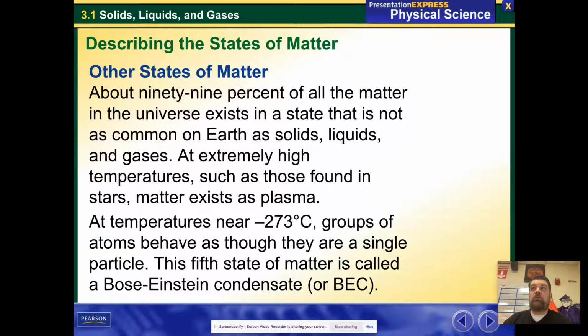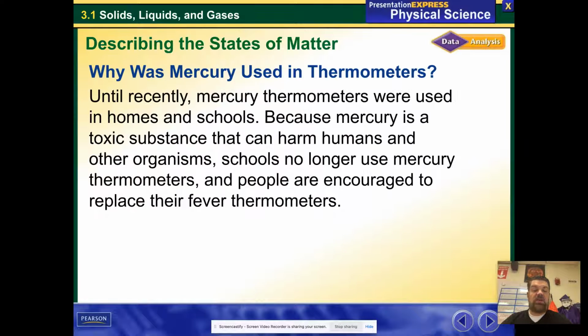So there's two extremes: really, really cold, where the atoms or molecules hardly move at all, and then at a really, really high temperature, it's completely different, okay?